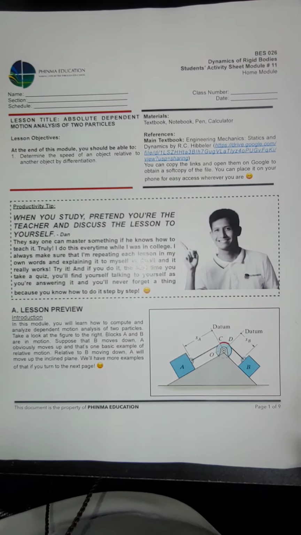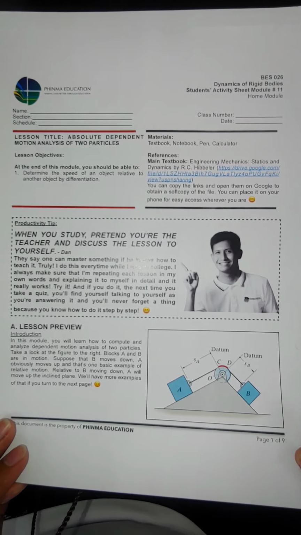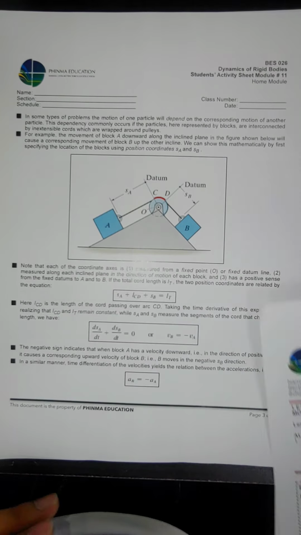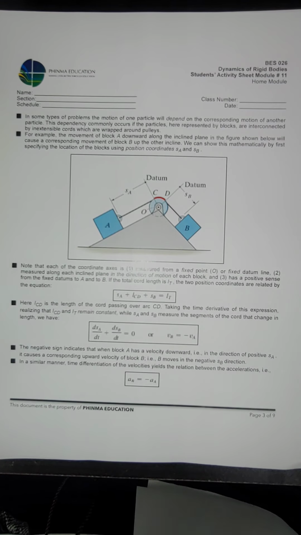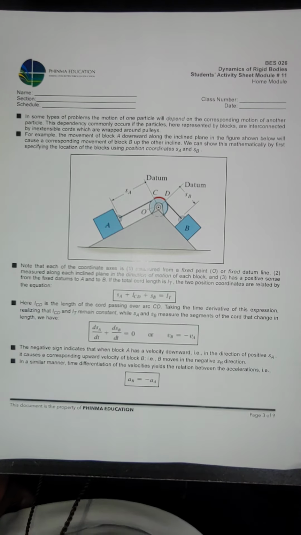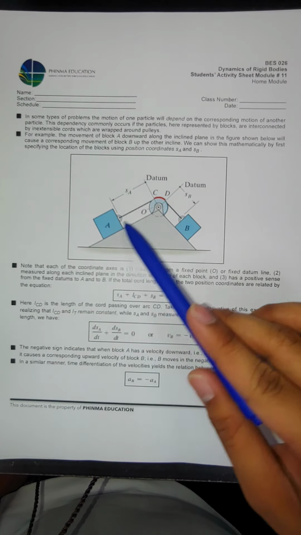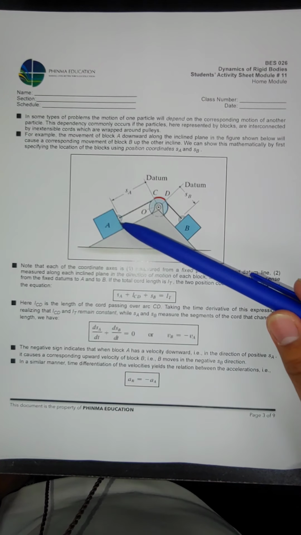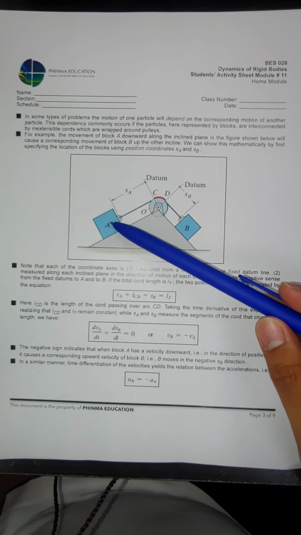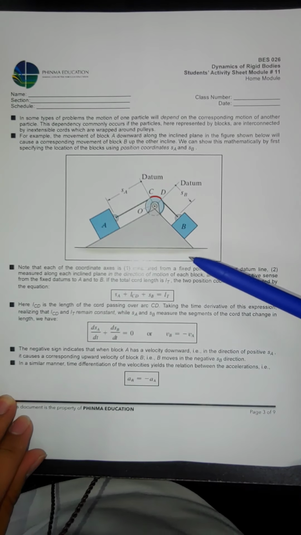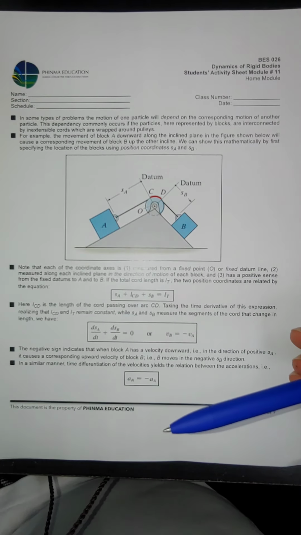So in this topic, this is about the analysis of two particles. So in some types of problems, the motion of one particle will depend on the corresponding motion of another particle. So muna kung giingon sa imo ang duha man ni ka particles atong gina-analyze, ang giingon diri is ang motion sa usa ka particle, let's say here at A, will affect the motion of B because they are connected. But if di sila connected, of course, there is no motion.